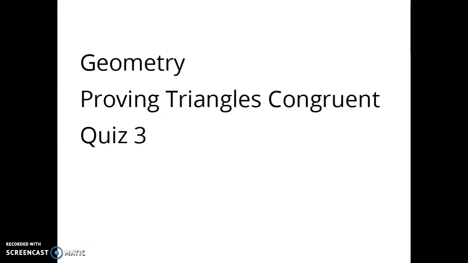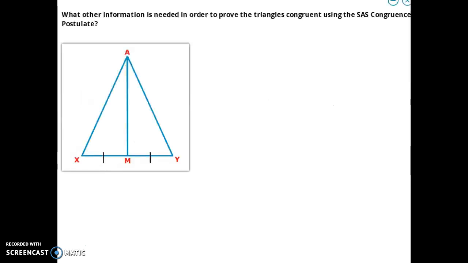Okay, we're going to review quiz 3, proving triangles are congruent. So we have 5 triangle congruence theorems that we're mainly going to use, and a little bit of intuition as well. The first question says, what other information is needed in order to prove that triangles are congruent using the side angle side, which is that SAS. SAS means side angle side congruence postulate. So we need a side, an angle in between, and then another side.